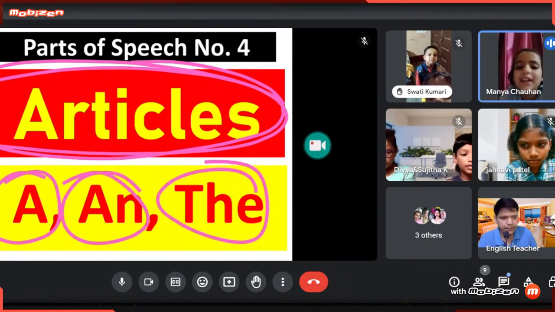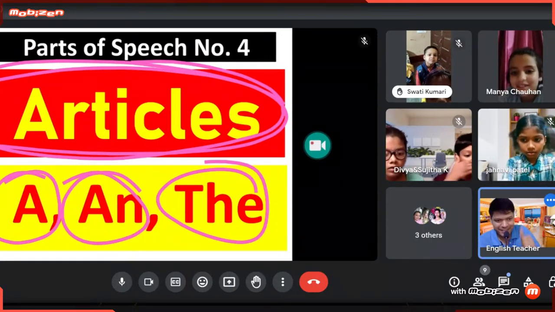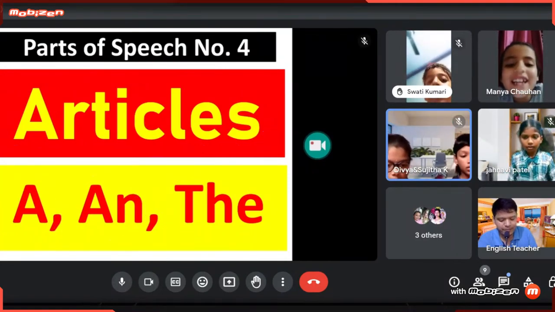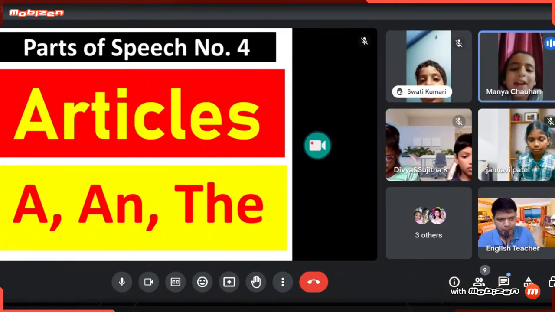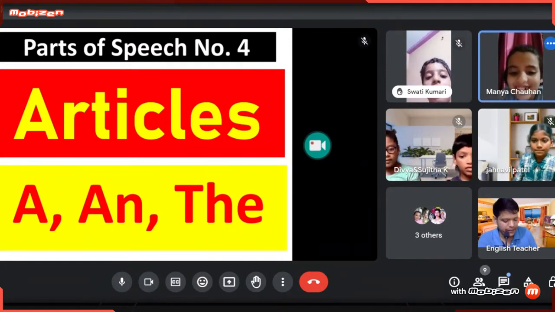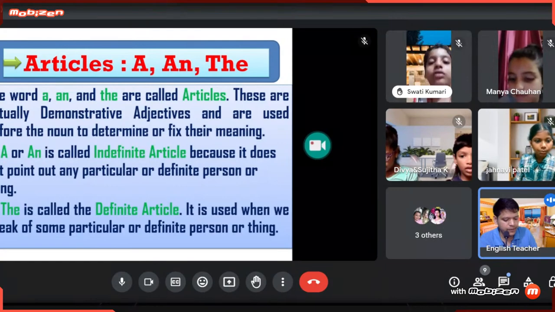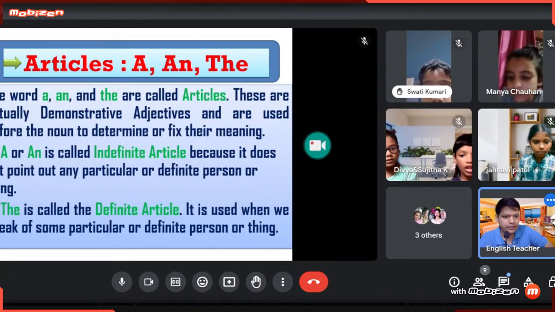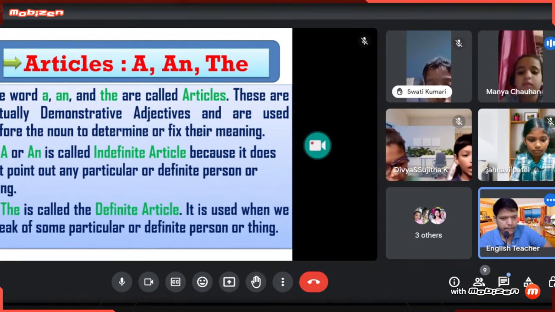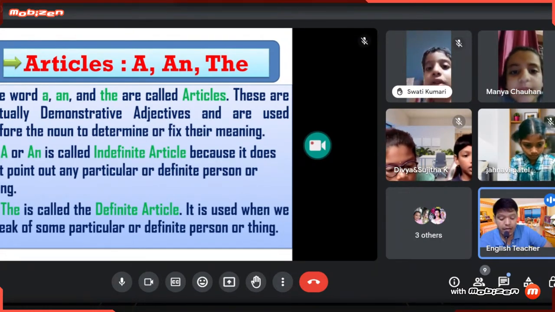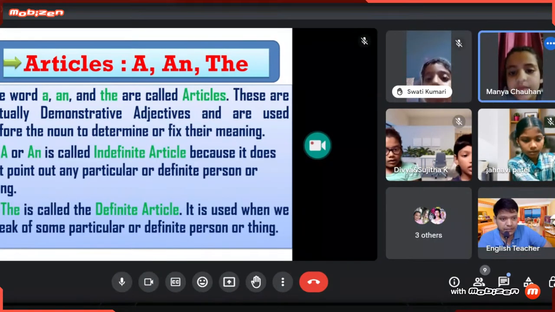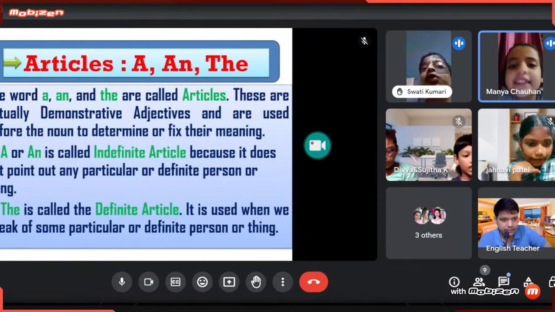I am also learning articles in my school. Yes, sir, I know Telugu and English also. Then it will make my understanding double. Okay, sir. Article. The word an. Okay, sir. Articles. A and the.